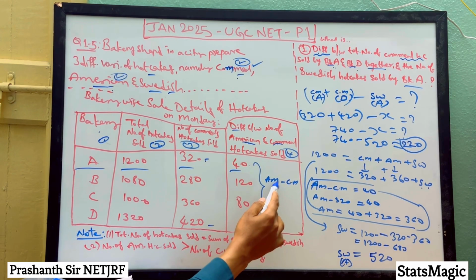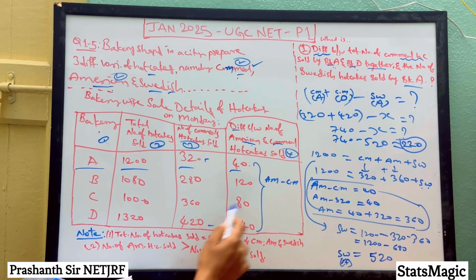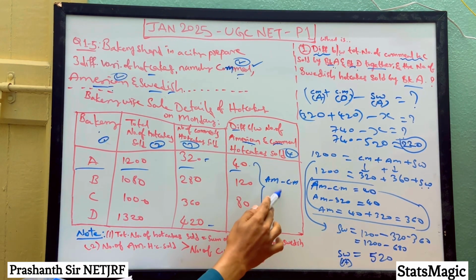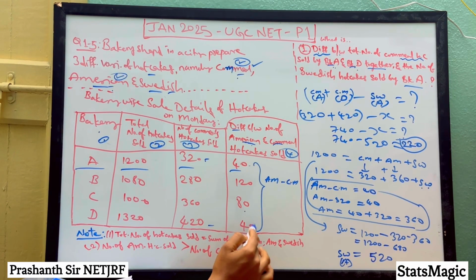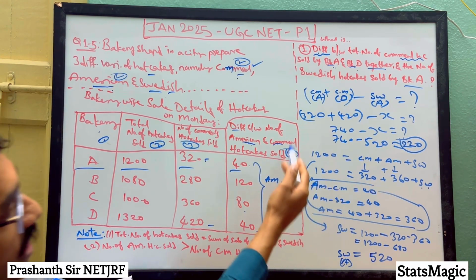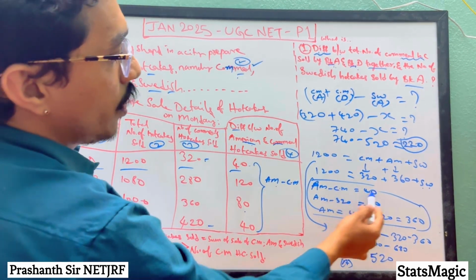That's why we have to take it as American minus corn meal, because they give the difference between American and corn meal. American is always greater. So American minus CM. American minus CM for bakery A is 40, B is 120, C is 80, D is 40. In this first question they asked about bakery A, so that's why we have taken AM minus CM equal to 40.